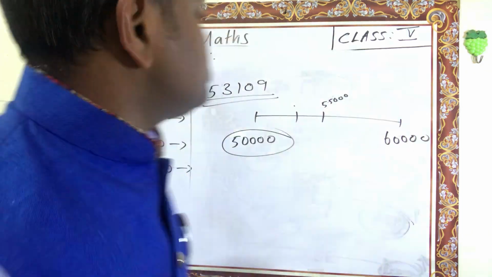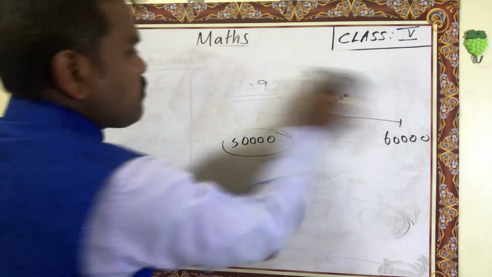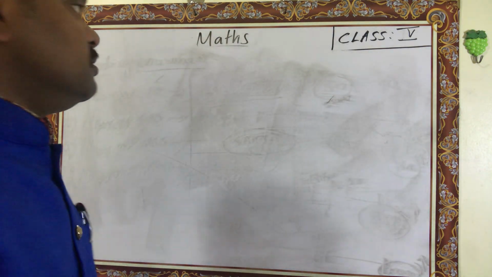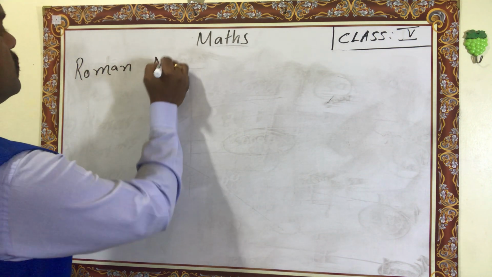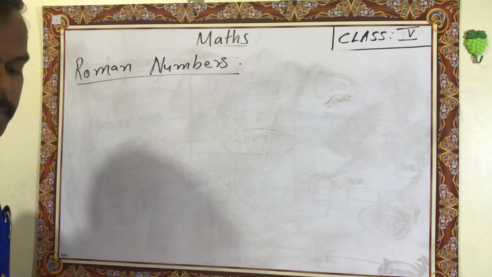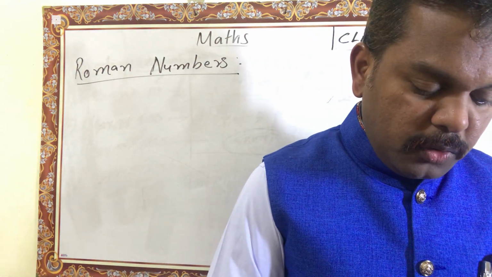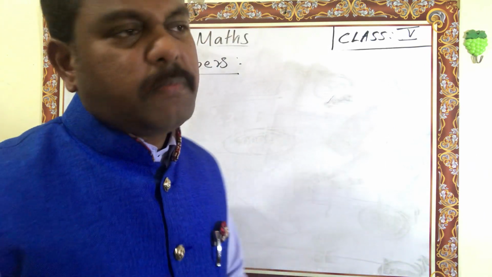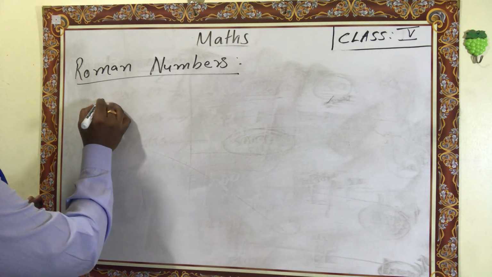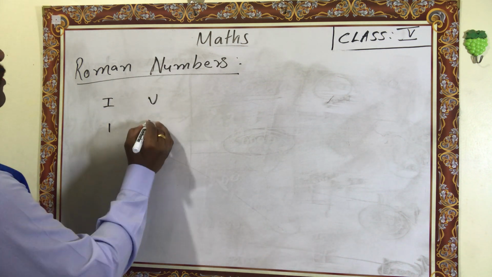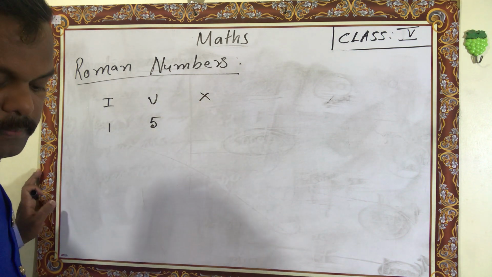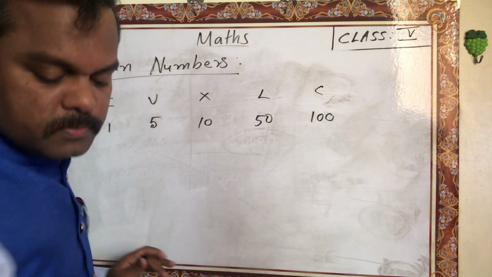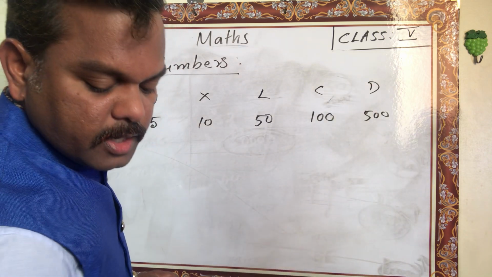Next one is Roman numbers. In the previous years, you already know that the Romans used a different system of writing numbers. They used the following seven letters of the alphabet to write all numbers. I for one, V for five, X for 10, L for 50, C for 100, D for 500, at last M for 1000.